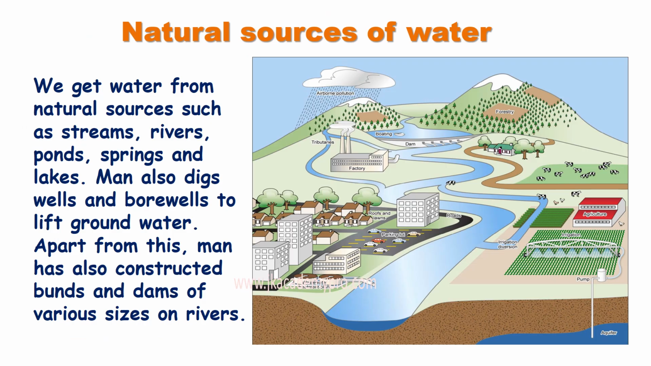What are the natural sources of water? We get water from natural sources such as streams and rivers, ponds, springs, and lakes. Man also digs wells and bore wells to lift the groundwater. Apart from this, man has also constructed bunds and dams of various sizes on the rivers.